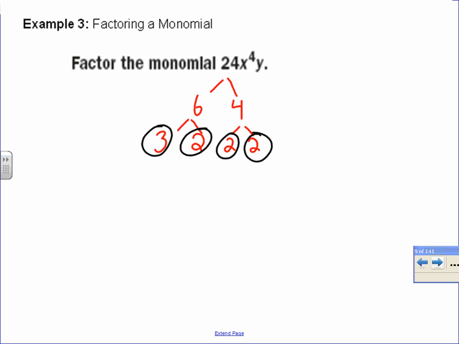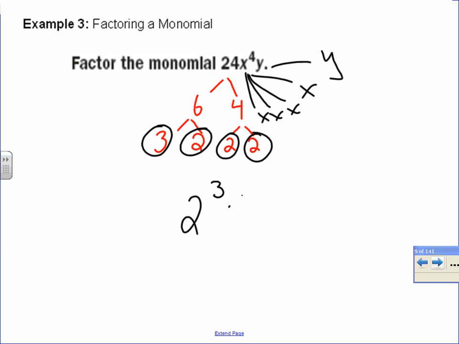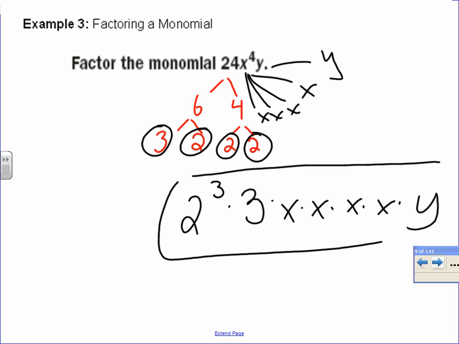Okay. What are we going to change x to, Sean? Or x to the 4th? What are we breaking that into? Okay, what are we changing y to, Doug? Good. The prime factorization is 2 to the 3rd times 3 times x times x times x times x times y. Pretty exciting, huh? Emma M.